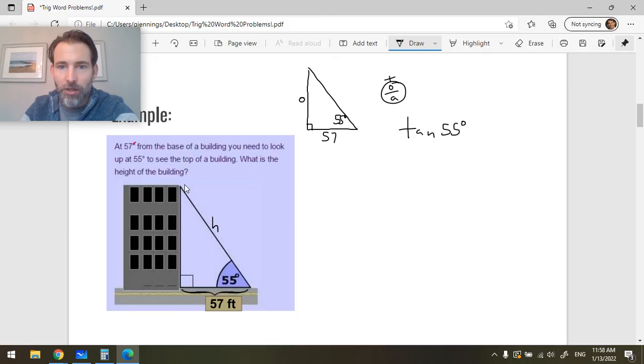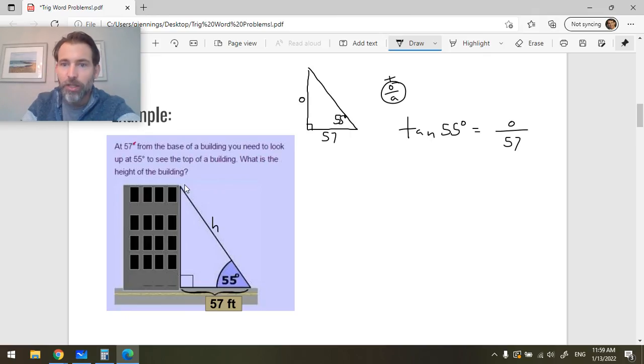And before I get an answer, make a guess. Someone shout out in the chat, how tall will this building be if I'm looking up at 55 degrees? Make a guess. And this is a pretty good angle. This is a pretty good scale. That looks like 55 degrees to me. Who has a guess? 75. Sorry? 75? 75 is a great guess. I think that looks really good. It's going to be longer than 57, but it's not going to be twice as long. So that sounds like a really great guess.